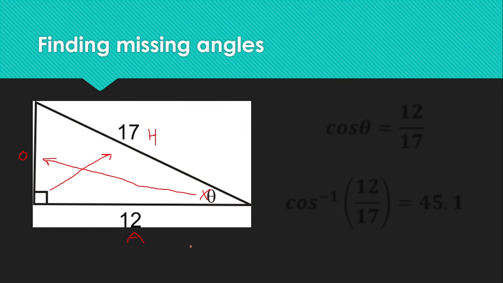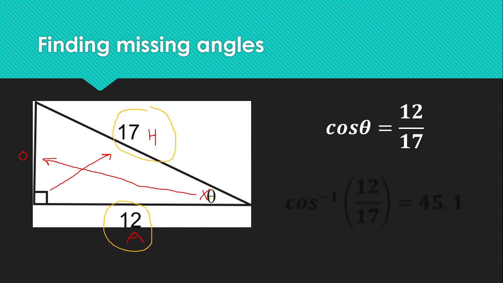Same exact setup as the last type with the missing sides. I'm going to find out which sides I have. So I have 12 here, that's A. And I have 17, that's H. A and H is cosine. So I'm going to get cosine of theta, my angle, equals 12 over 17. That's A over H.